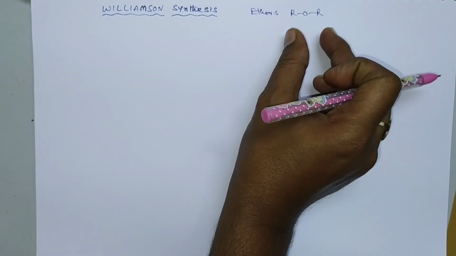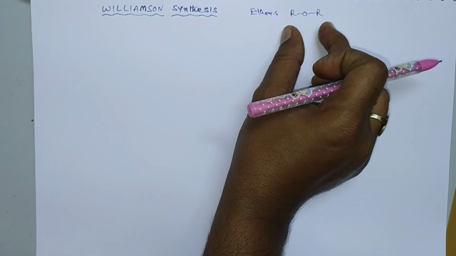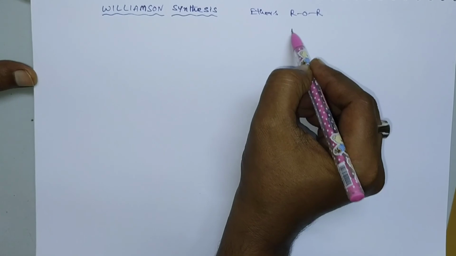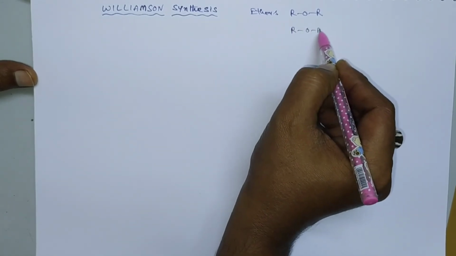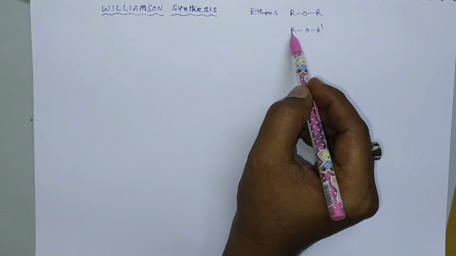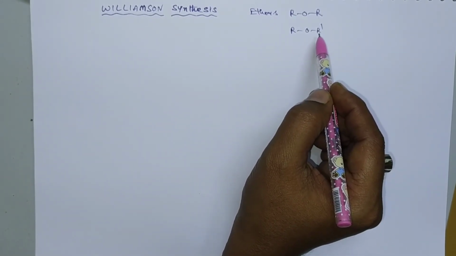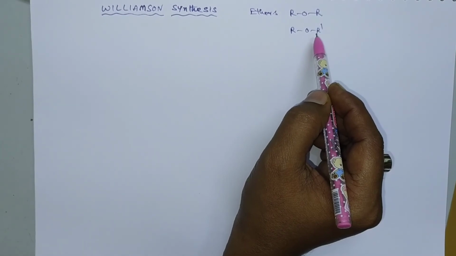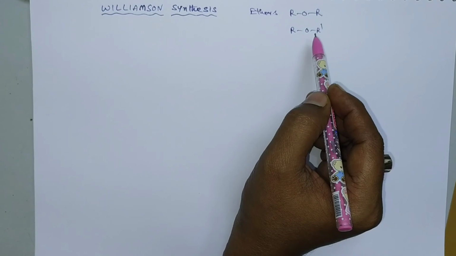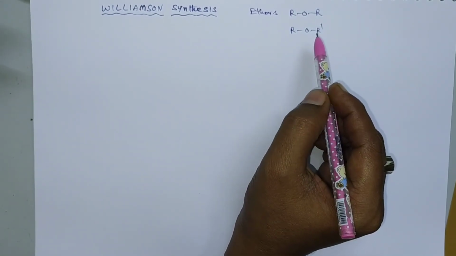Symmetrical ethers means both alkyl groups are similar. Unsymmetrical ethers means both alkyl groups are different, like this ROR dash. This alkyl group is different from this alkyl group, so this is called an unsymmetrical ether. After watching this video, you will have a clear idea about this Williamson synthesis and you can solve any problem based upon this named reaction.